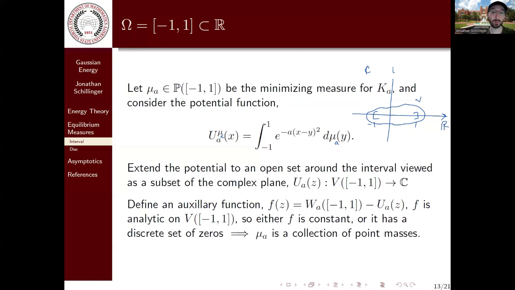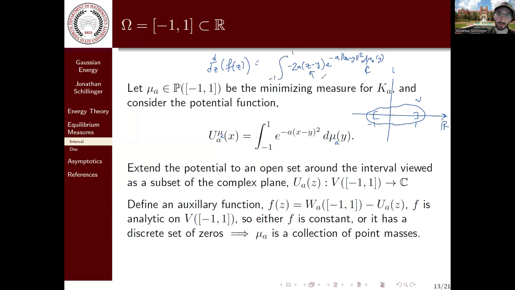So now if I want to look at where this function is zero, there's a lot of analytic function theory about zeros of analytic functions. I know that the zeros of an analytic function are isolated or my function's constant. Well, is my function constant? No. It's easy to see if you differentiate our auxiliary function here. So you're going to have negative 2a(z - y) e^{-a(z - y)^2}, and then inside the integral.